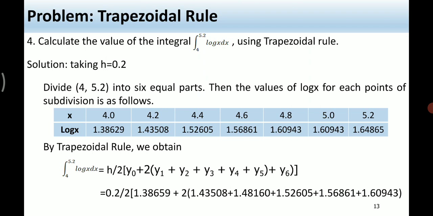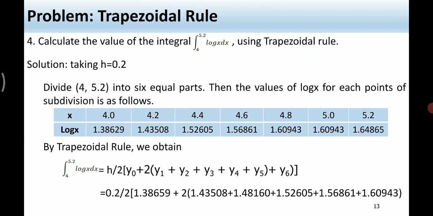So next we have a problem based on the trapezoidal rule. Calculate the value of the integral of log x dx using the trapezoidal rule. The limits given are 4 and 5.2. Here we have to take h equal to 0.2. So you are dividing 4 to 5.2 into 6 equal parts, where 4 is your lower limit and 5.2 is your upper limit.